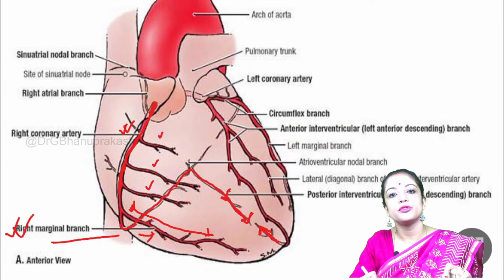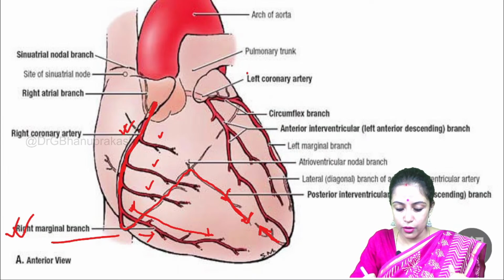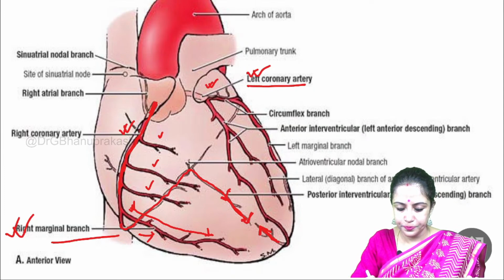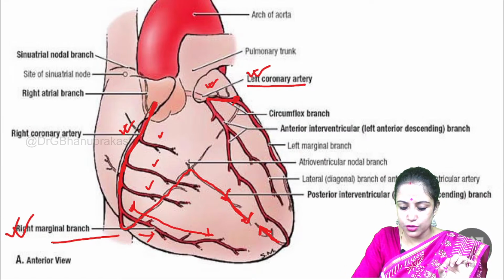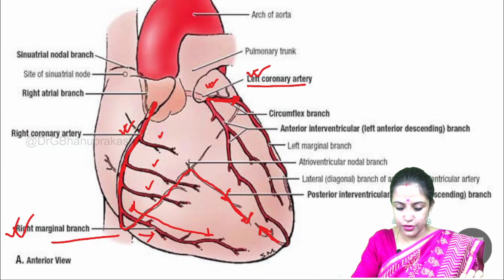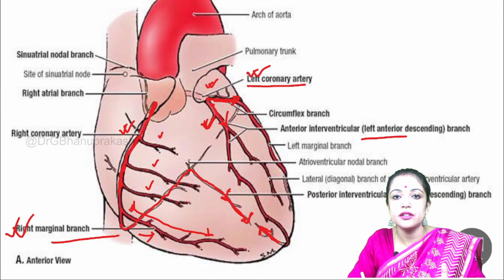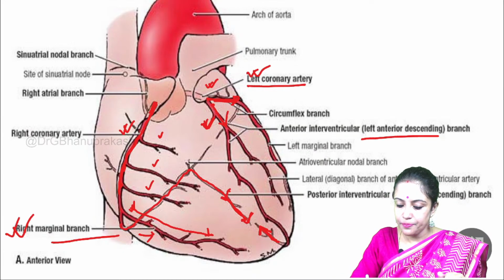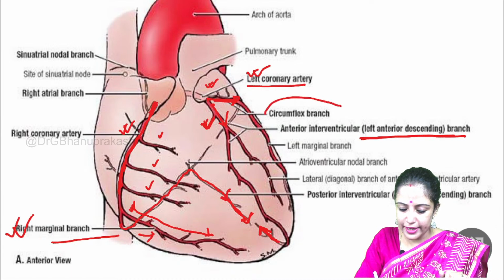The left coronary artery arises from the left posterior aortic sinus, just above the aortic valve, and then it runs in between the left auricle and the pulmonary conus. Then it runs in the atrioventricular groove, and in this groove it divides into the left anterior descending artery. This is the left anterior descending artery, which runs in the anterior interventricular groove. As the name suggests, it is in the interventricular groove. This is one of the branches of the left coronary artery, and the other branch is the circumflex.